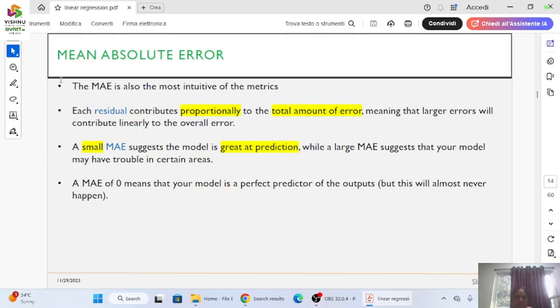So here each residual contributes proportionally to the total amount of the error, meaning the large errors will contribute linearly to that overall error. And when the MAE is very small, we can get a very good prediction. If the mean absolute error is 0, the model is a perfect predictor of the outputs. But this will almost never happen, because there will always be some error.